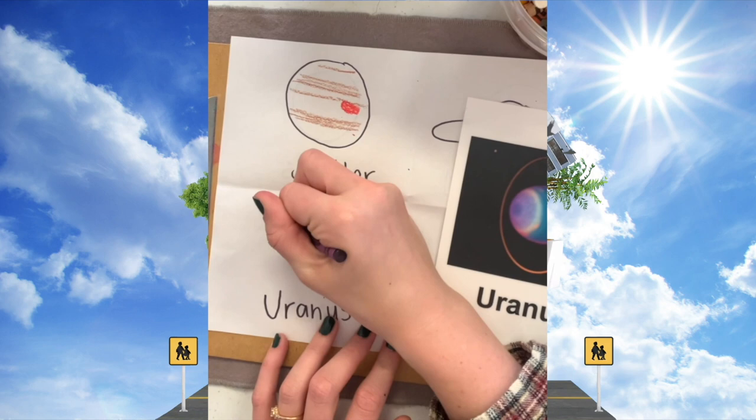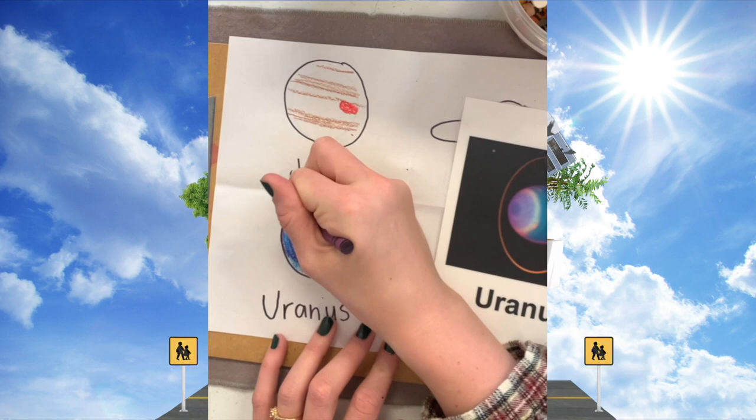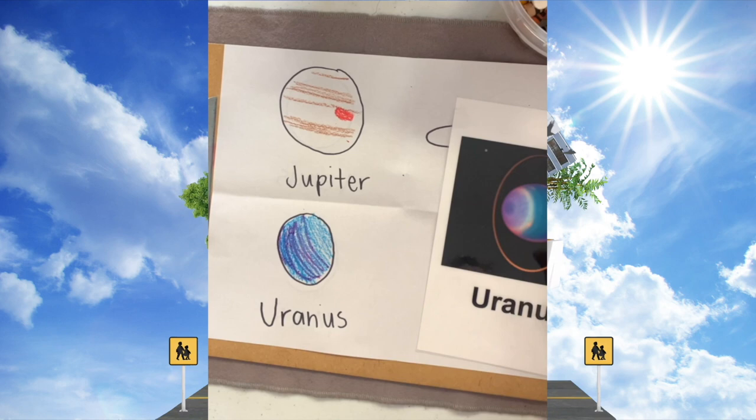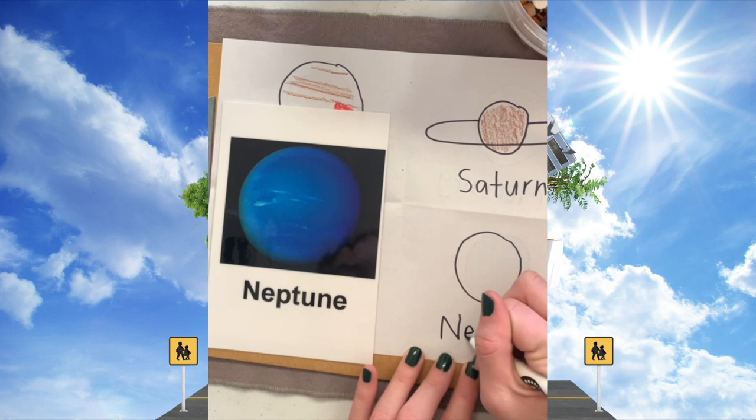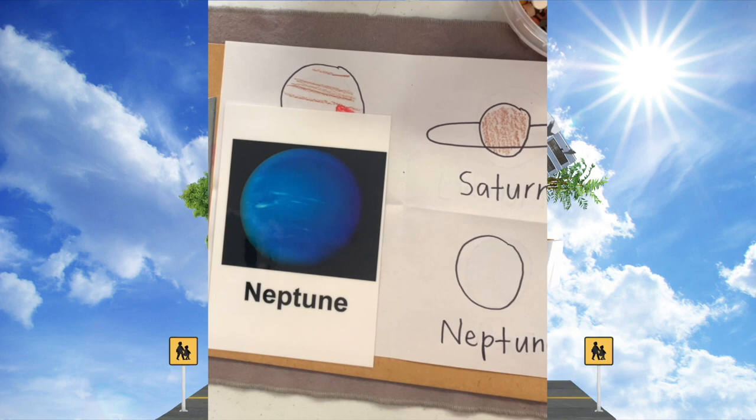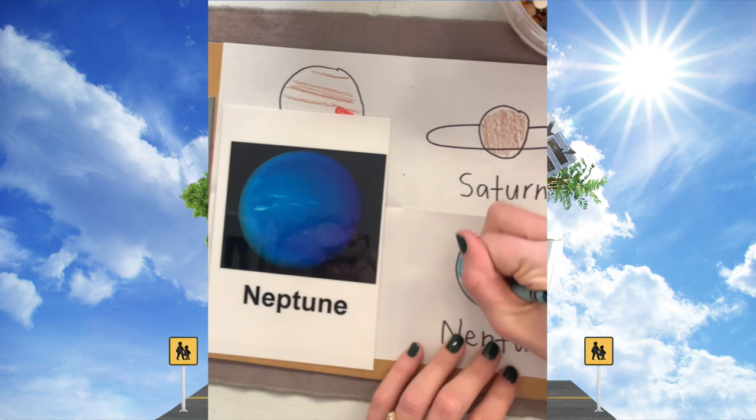Uranus is known as the ice giant. The ice giant. And it rotates sideways. Last, we have Neptune, the furthest planet from the sun, which also makes it the coldest and the windiest planet. So I'm going to also draw Neptune with cool colors to show that it's a cold planet, Neptune.